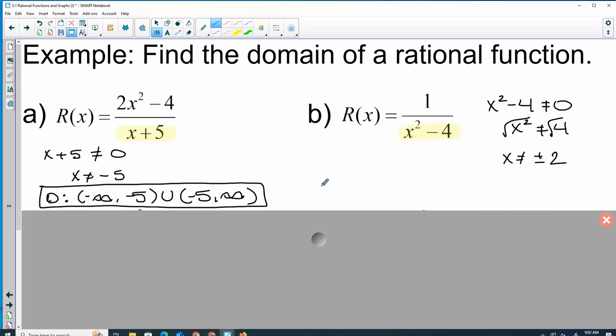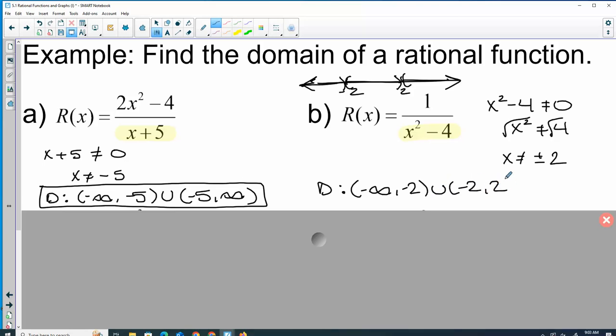plus or minus 2. This one, the interval becomes a little longer, because if you think about what it's telling us, it's saying you can have anything smaller than negative 2, anything between negative 2 and 2, or anything bigger than 2. So it actually breaks into 3 pieces. It's negative infinity to negative 2, union negative 2 to 2, union 2 to infinity.